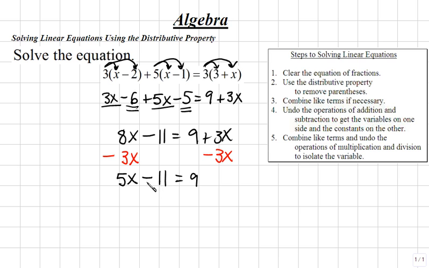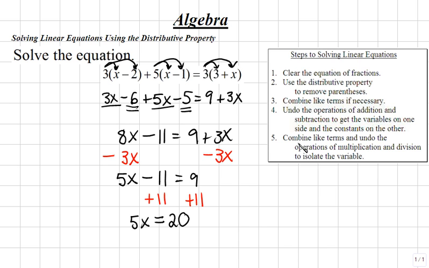To accomplish this, we'll undo subtraction by adding an 11 to both sides of this equation. So our left side becomes 5x, minus 11 plus 11 will become 0, which will cancel out, so we won't write anything, equals 9 plus 11 becomes 20.